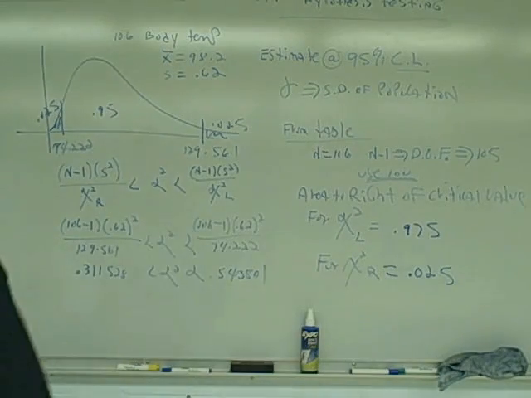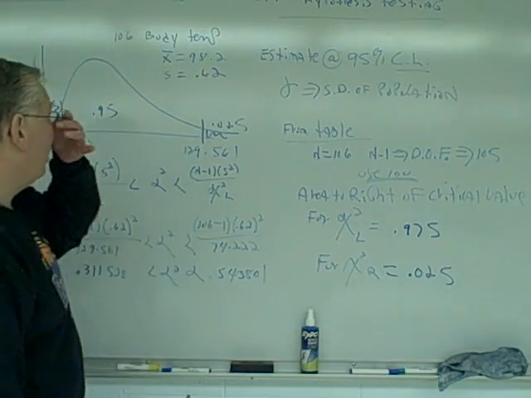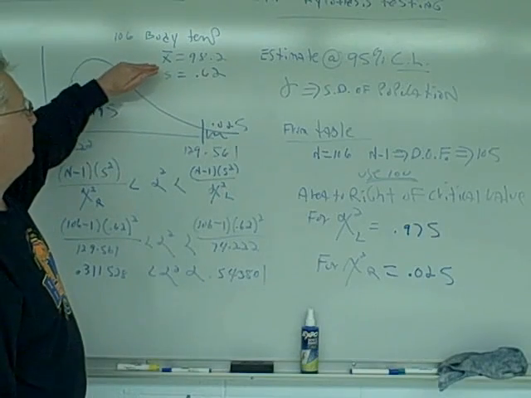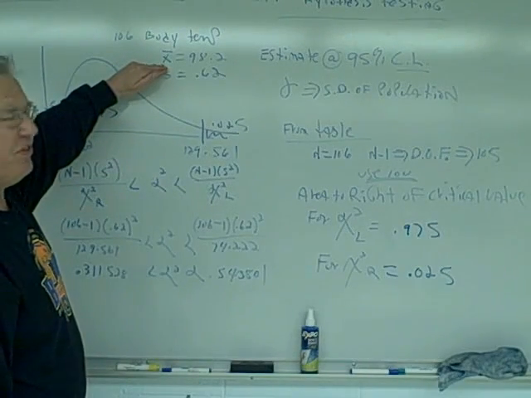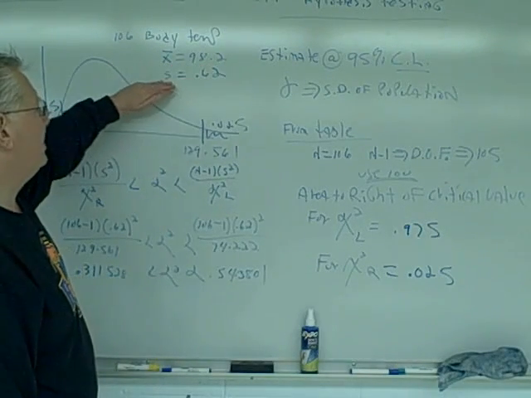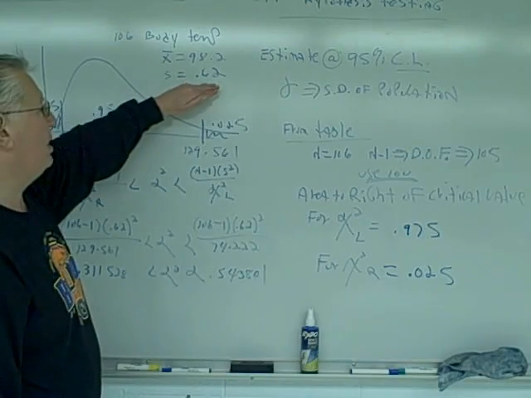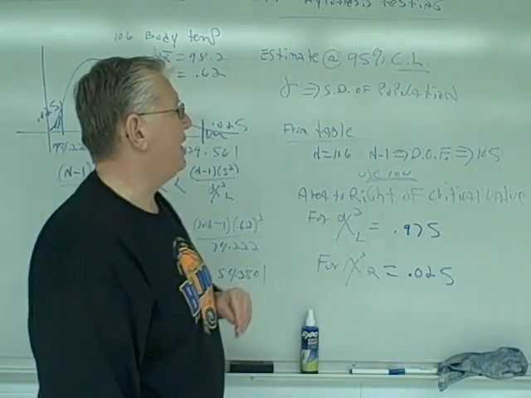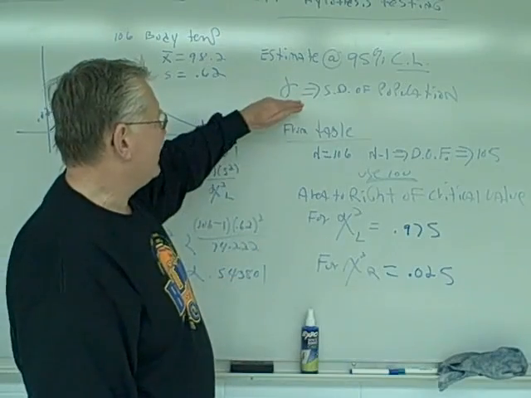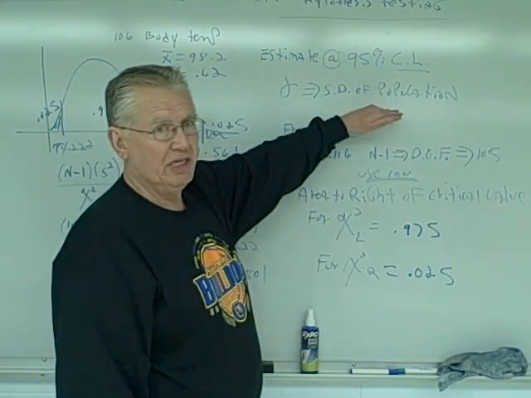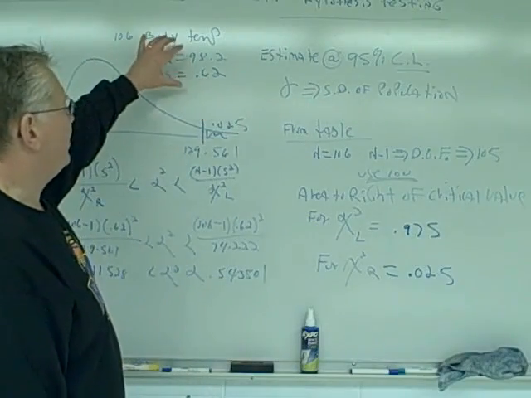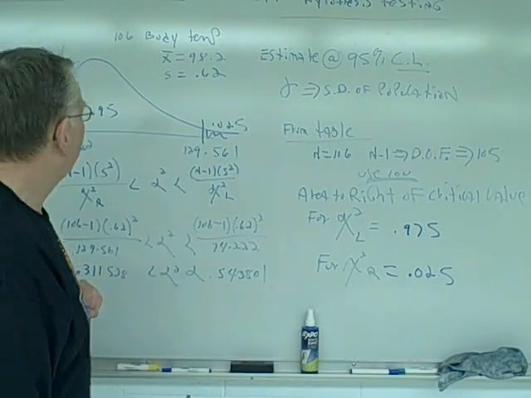So to use a problem that we've looked at before, where we have 106 body temperatures, the average of the sample is 98.2 and the standard deviation of the sample is 0.62. What we want is to estimate at a 95% confidence level the standard deviation of the population. Again, we're estimating a population from a sample that we have.